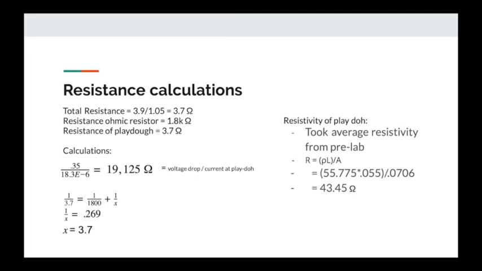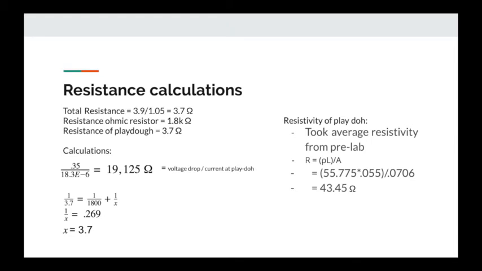Now, this obviously doesn't make sense and has caused a great deal of uncertainty with our calculation. Additionally, we took the voltage drop across the Plato and divided it by the current that was flowing through the Plato and got 19,125, which seems a little too large for our Plato resistor. So another way we tried to find the resistance of our Plato was we took the resistivity average from our pre-lab and plugged it into the resistance formula and got a resistance of 43.45 ohms.